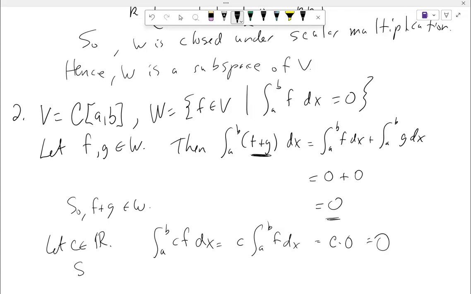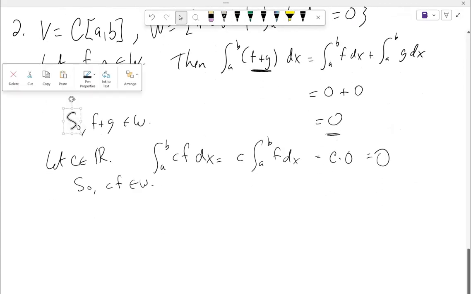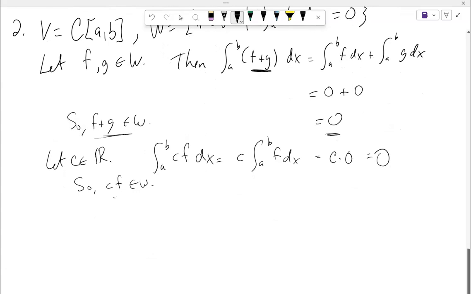So where does it say C times f lives? In W. So we showed that it's closed under addition. So it's closed under addition, closed under scalar multiplication. So what does that say about W? It's a subspace, yeah.